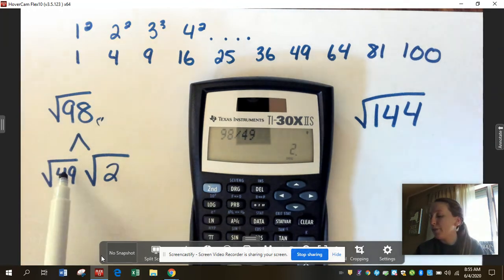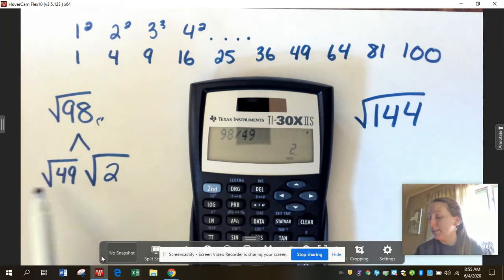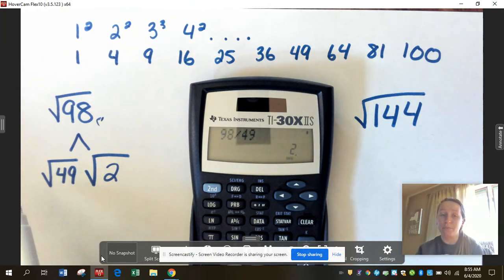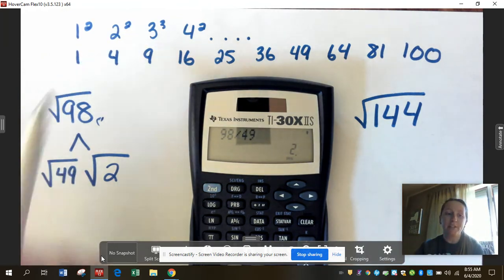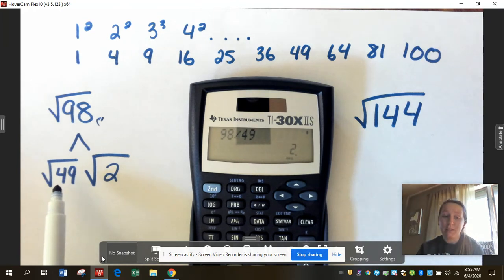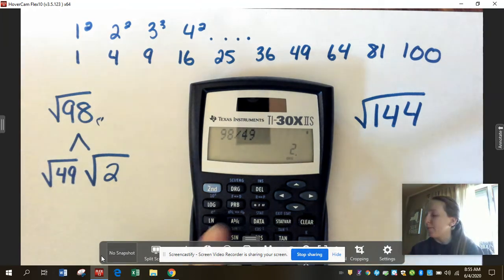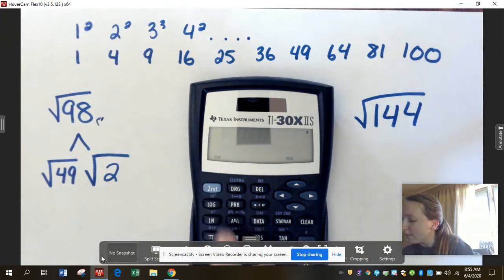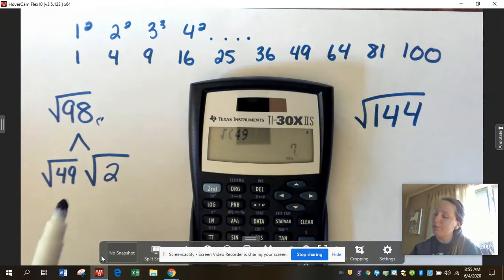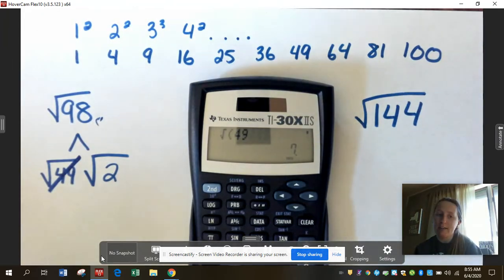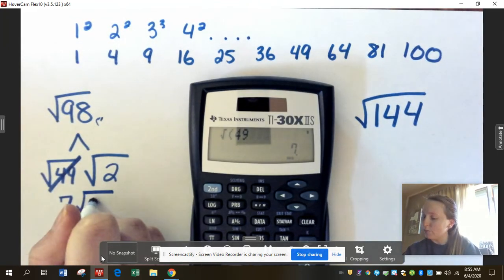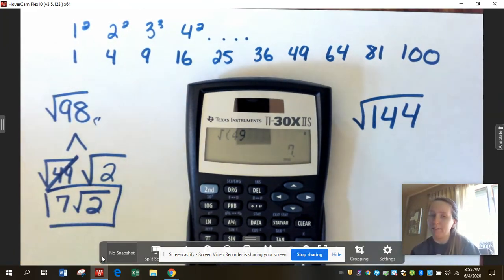Now the reason why we wanted to put the number from the list in this square root right here is because you can actually break that down further. Since this is a list of perfect squares, as long as I put that number from the list first, you're going to be able to take the square root of it. So the square root of 49 equals 7. I'm going to cross off 49 and rewrite this as 7 square root of 2, and that's going to be your final answer.